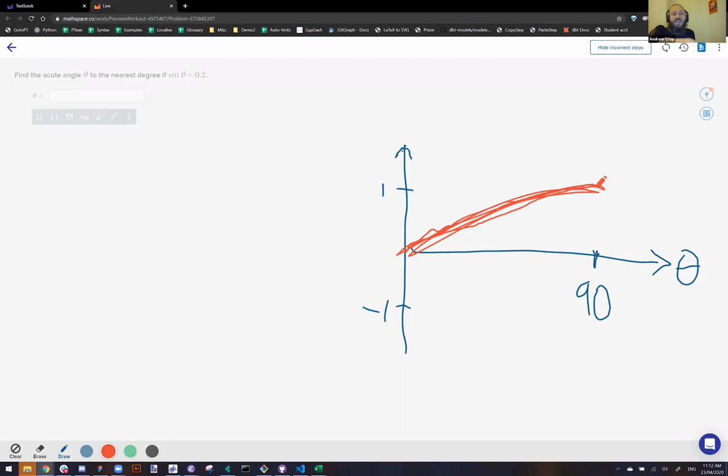So what we're asking here is sine theta is 0.2. So I know what the height is. So in this case, I say, well, sine theta equals 0.2.